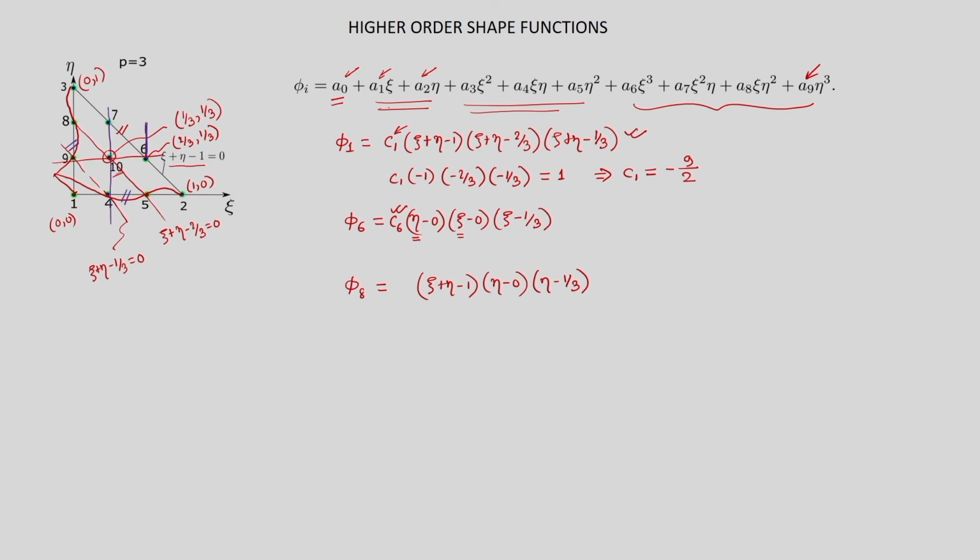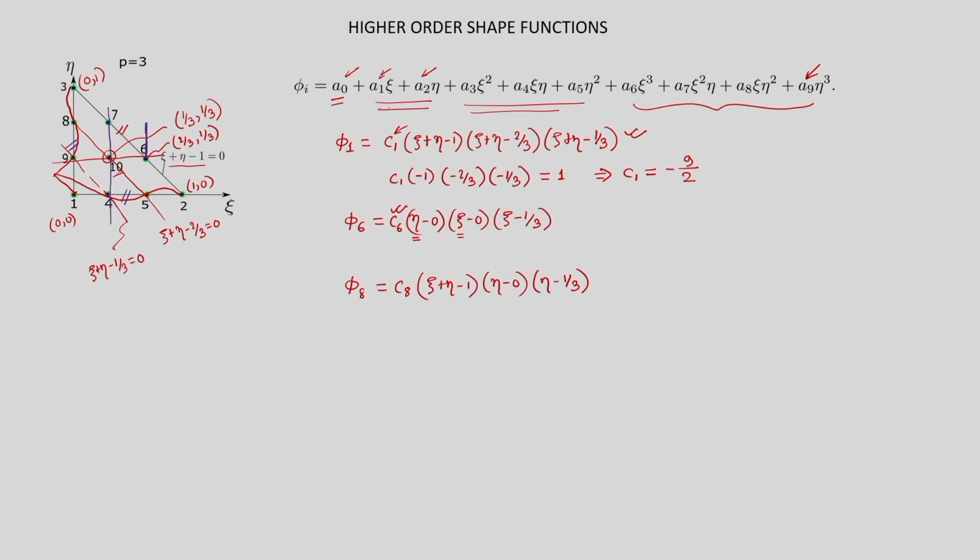It's fine, and we will assign some coefficients to ensure the value of phi 8 at node 8 is 1 by putting xi equal to 0 and eta equal to 2 by 3. Finally, what about phi 10? Phi 10 has to be 0 on all the sides of the triangle and has to be 1 at node 10.